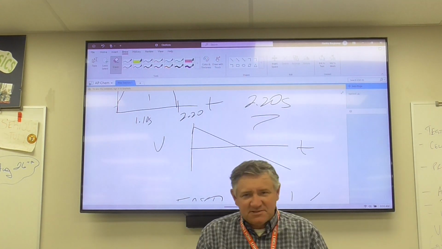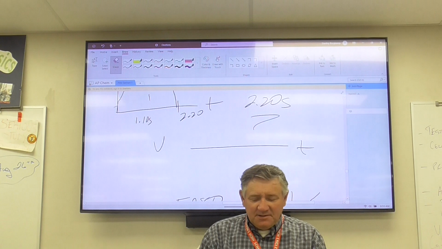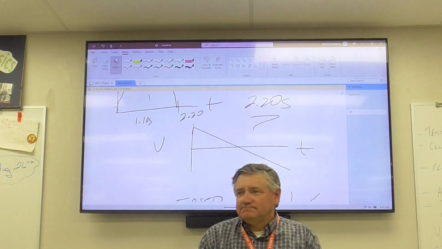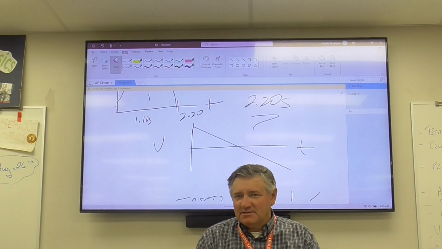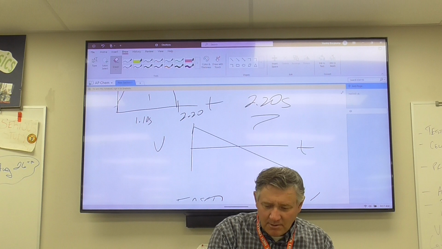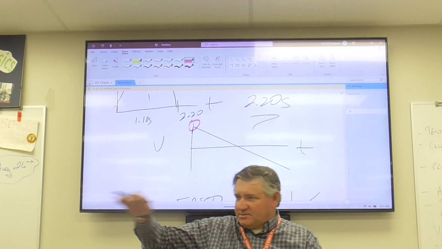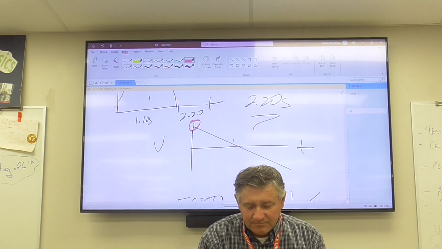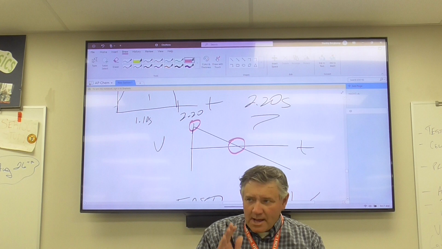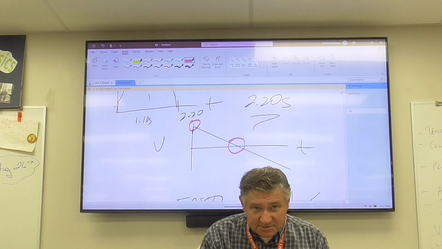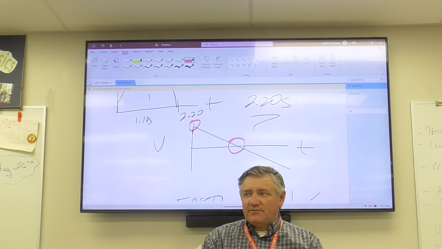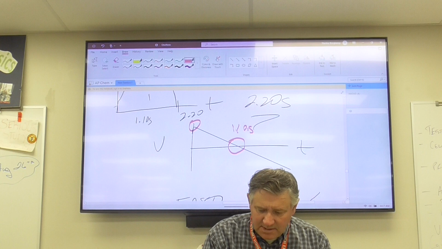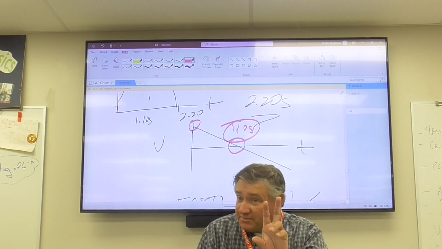Now, here's what's going to frustrate you. You're going to draw a line, and you're not going to know where to start it, because you don't know what the initial velocity is. Don't care. Just pick a point and draw a straight sloping line down. But you are going to know the times. On this data set, if the total time is 2.2, how long is it going to take for that velocity to go to 0? 1.1. So this is going to be half your time.